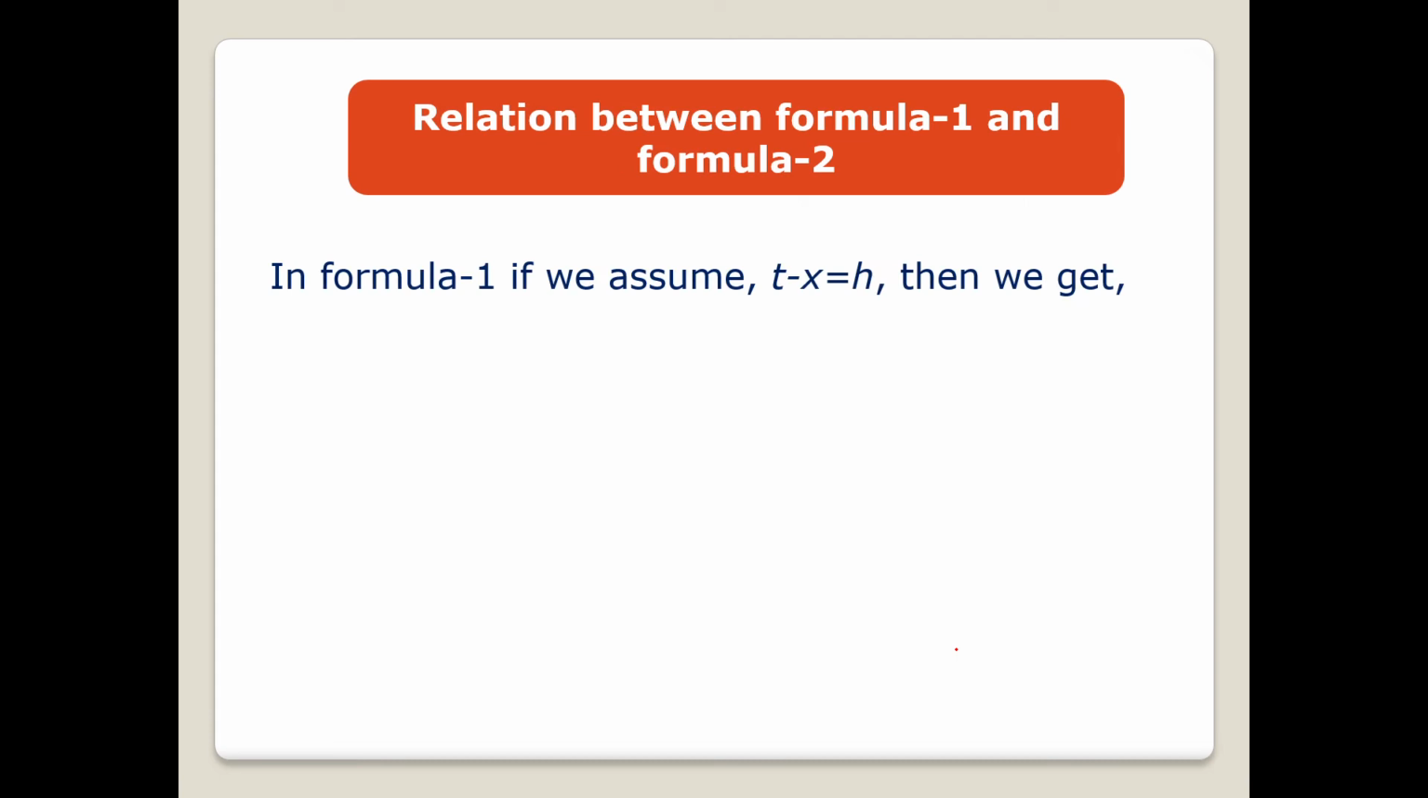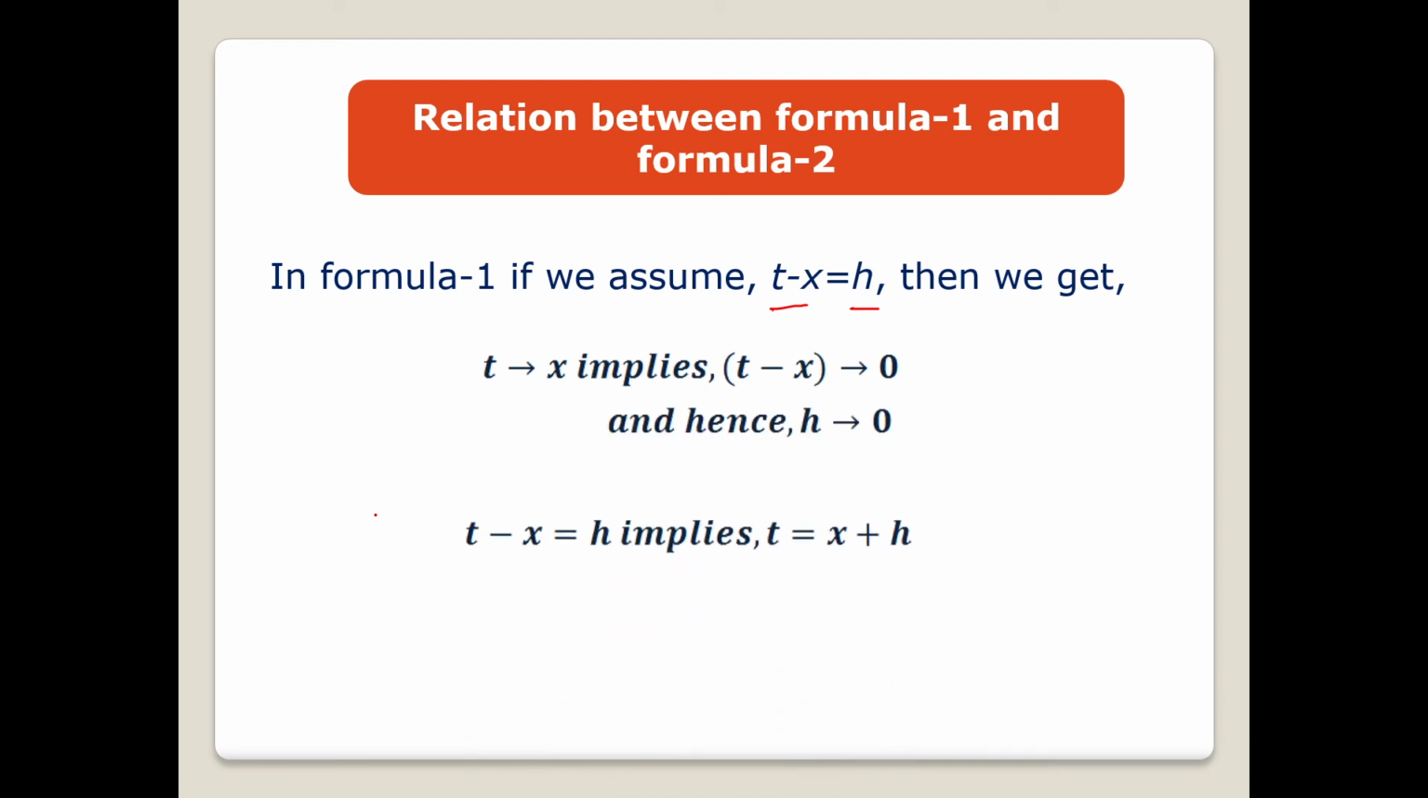In the first formula, if I replace t minus x by h, then what will happen? The limit t tends to x will be changed to t minus x tends to 0. But if I am taking t minus x equal to h, then it means h tends to 0, right? Moreover, t minus x is equal to h means t is nothing but x plus h.